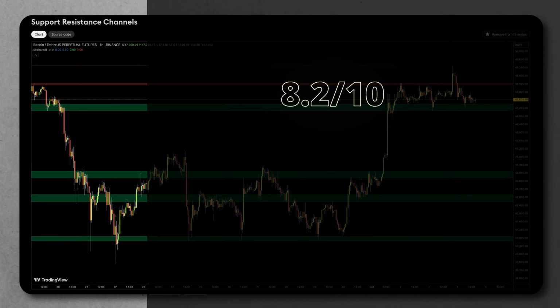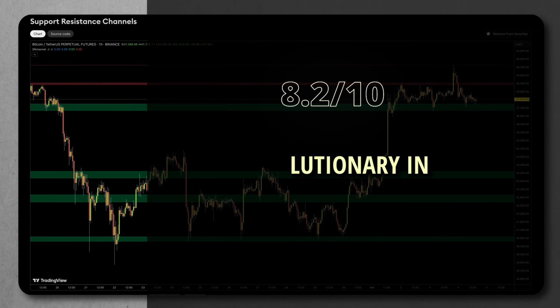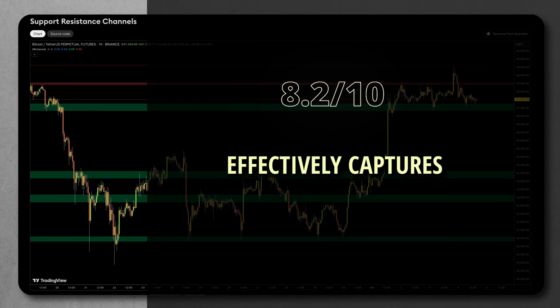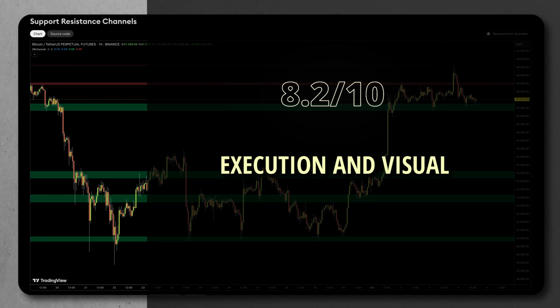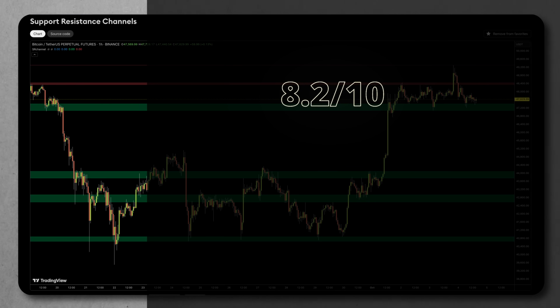Ranking: 8.2 out of 10. While not revolutionary in logic, the indicator effectively captures price structure using a thoughtful and flexible method. Its strength lies in combining pivot density with user-driven thresholds, producing clean, relevant zones for strategic decision-making. Originality is modest, but execution and visual design offer practical value for both short-term and swing traders.